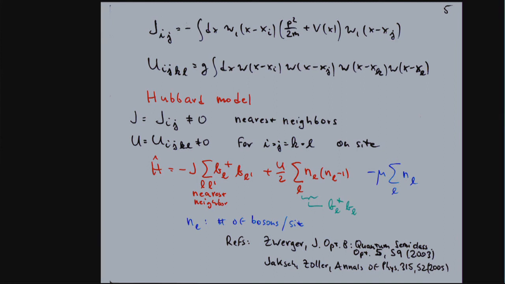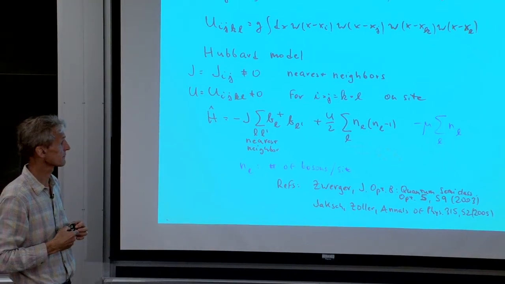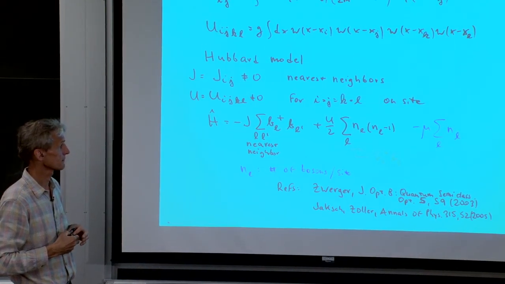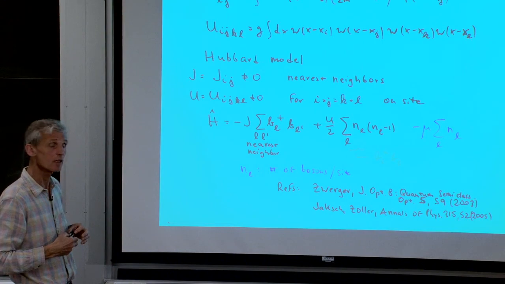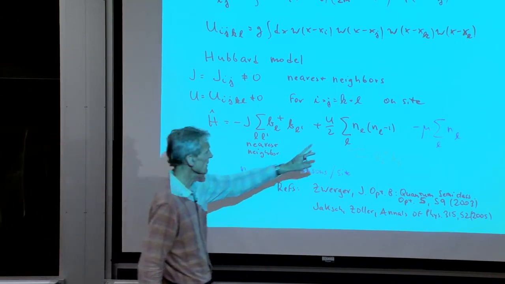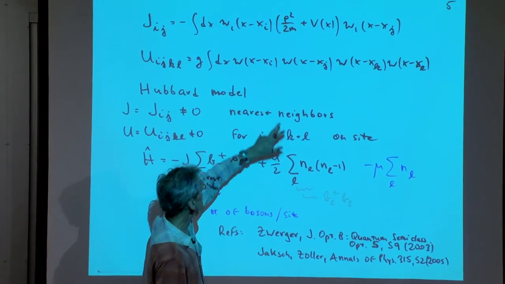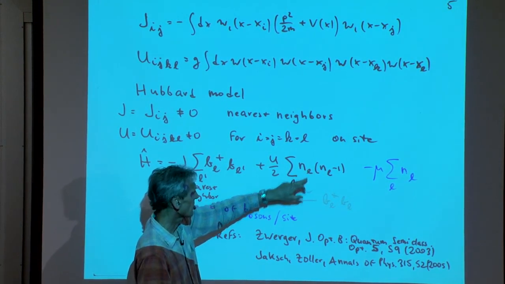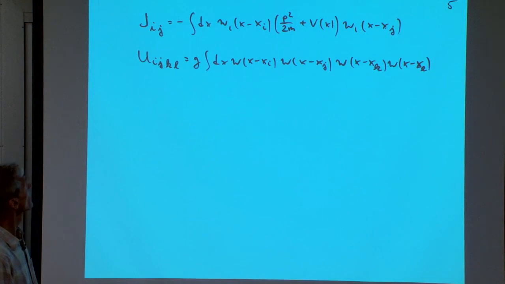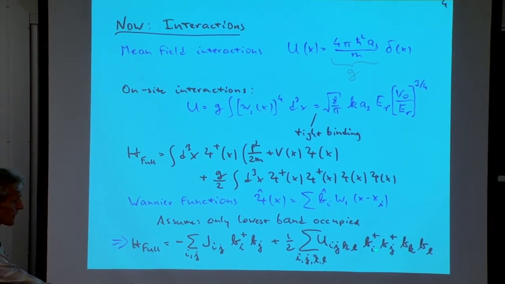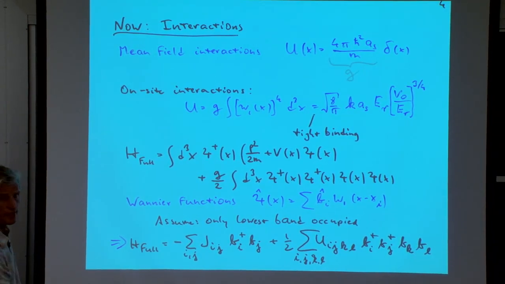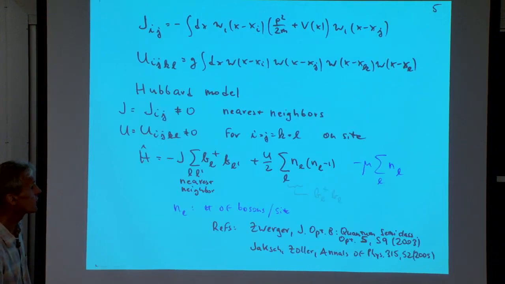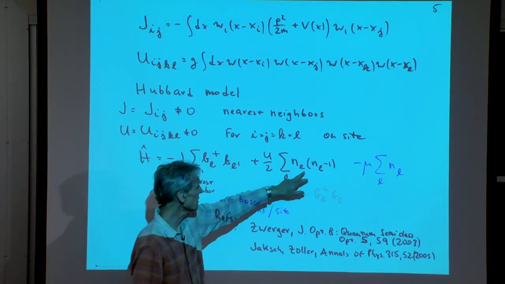Yes? So when we are saying I, J, K and L are all the same, the interaction is with the particle itself? No, 2 particles per site. When the 4 indices are the same, this Hamiltonian has all indices the same.